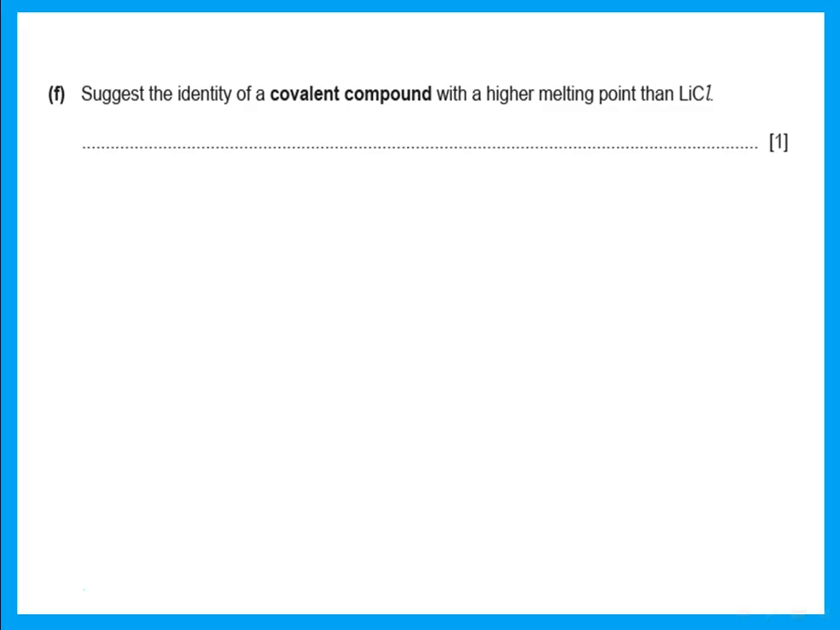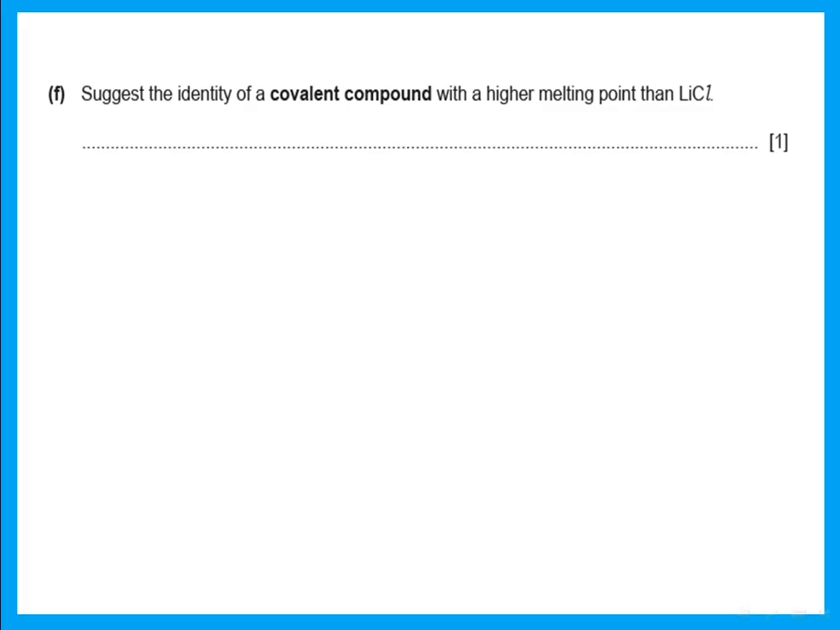Suggest the identity of a covalent compound with a higher melting point than lithium chloride. We know that ionic compounds have a high melting point. But which covalent compound would have higher? Remember that we have giant covalent molecules. The giant covalent molecules that we talked about were diamond and graphite, and remember that diamond and graphite are only made of carbon. So these are elements. Remember, diamond and graphite are elements.